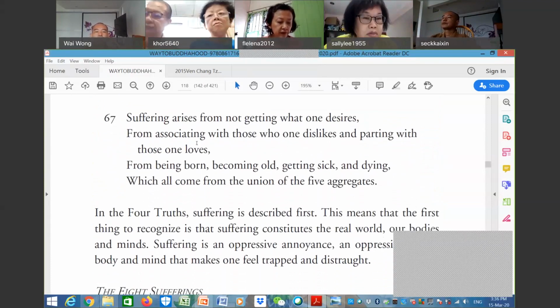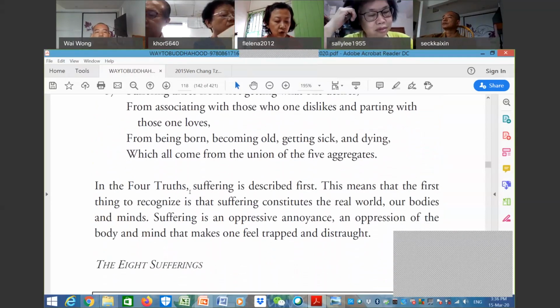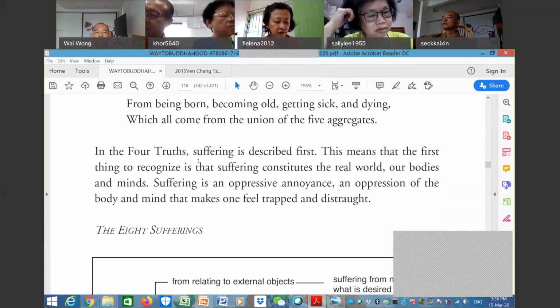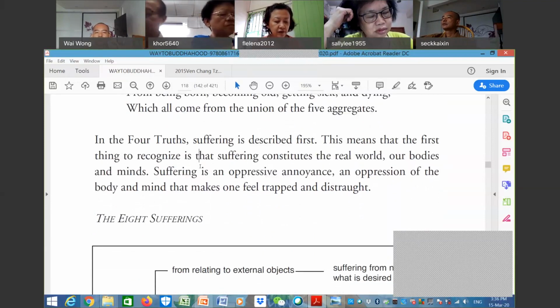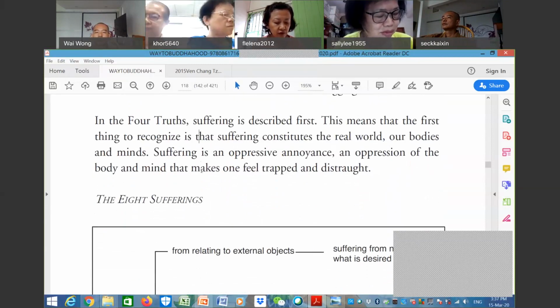The truth of suffering. Suffering arises from not getting what one desires, from associating with those one dislikes and parting with those one loves, from being born, becoming old, getting sick, and dying. It all comes from the union of the five aggregates. In the Four Truths, suffering is described first. This means that the first thing to recognize is that suffering constitutes the real world, our bodies and minds. Suffering is an oppressive annoyance and oppression of the body and mind that makes one feel trapped and distraught.